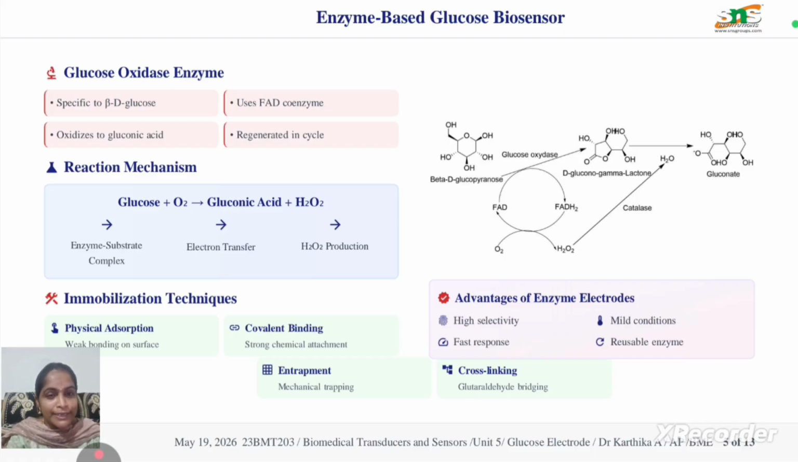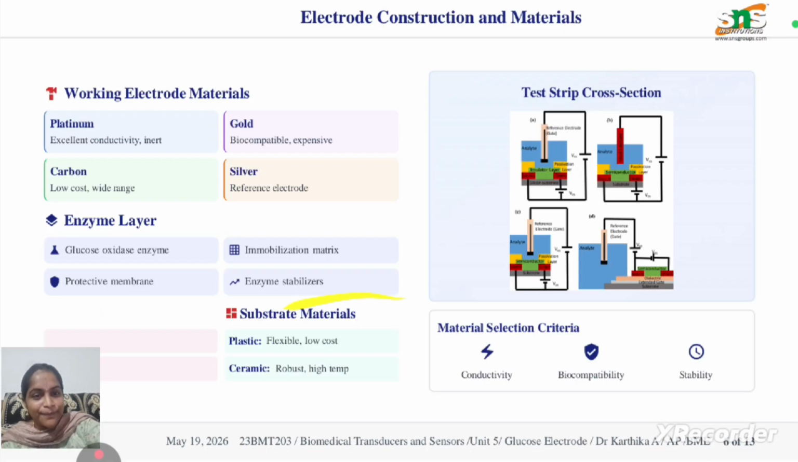See the reaction mechanism: glucose plus O2 gives gluconic acid plus H2O2. Enzyme substrate complex, gluconic acid, electron transfer, and finally H2O2 production. Here the immobilization techniques include physical adsorption, covalent binding, and entrapment and cross-linking. The advantages of enzyme electrodes include high selectivity, fast response, mild conditions, and reusable enzyme.